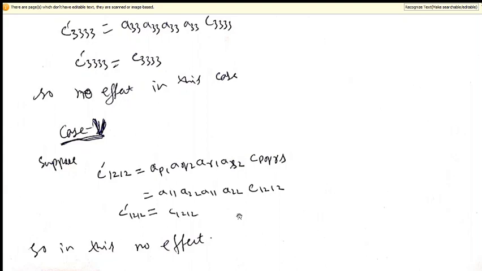So we have discussed 5 cases. In the first case and third case, components will be 0, and in all other 3 cases there is no effect, nothing happens: case 2, case 4, and case 5. So Cijkl will be equal to 0 when your 3 appears one time, or when your 3 appears 3 times.